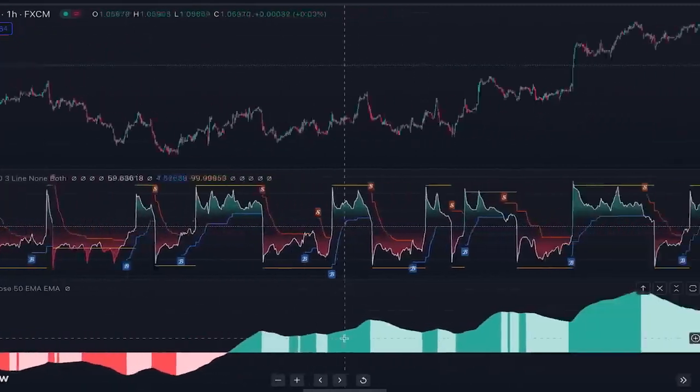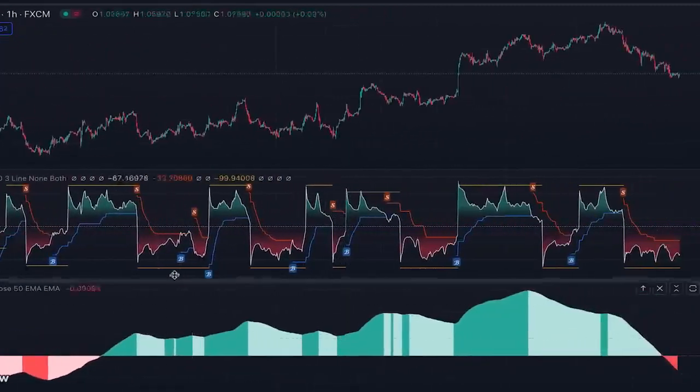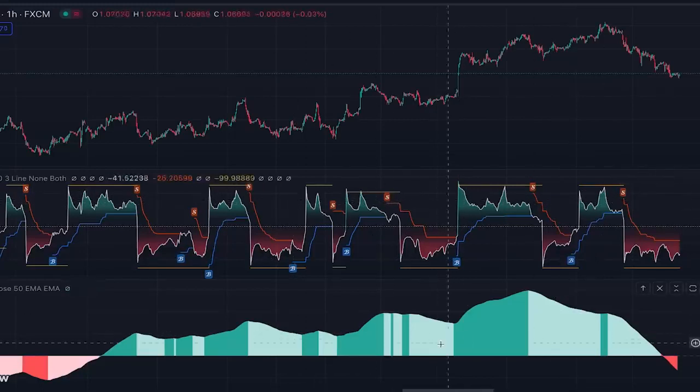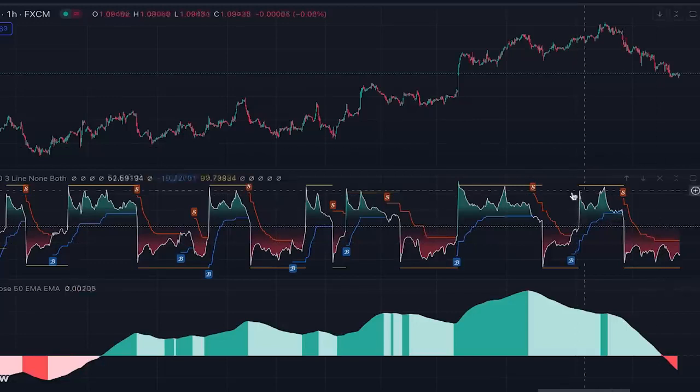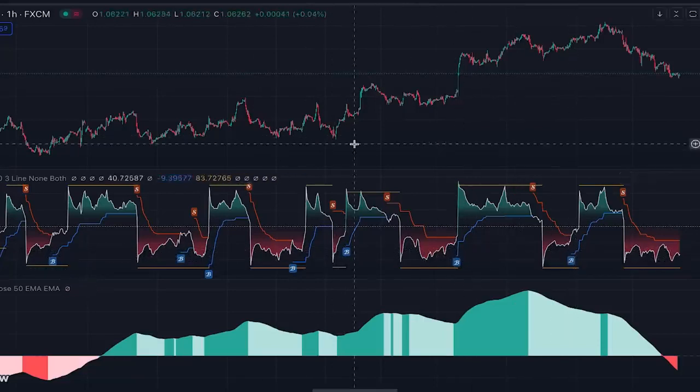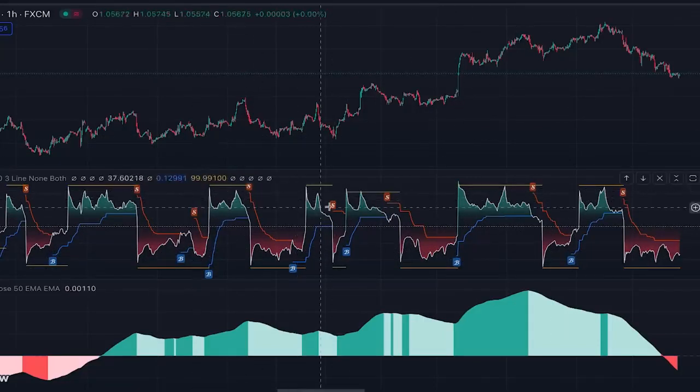So when MACD histogram is green, we only take these buy signals. We don't care about these sell signals because MACD histogram is telling us that the overall trend of the market is up, and these sell signals are against the trend of the market, but these buy signals are in the same direction with the overall trend. And as you can see, all of them are profitable signals. But if you look at the sell signals, you can see that they were not good signals.